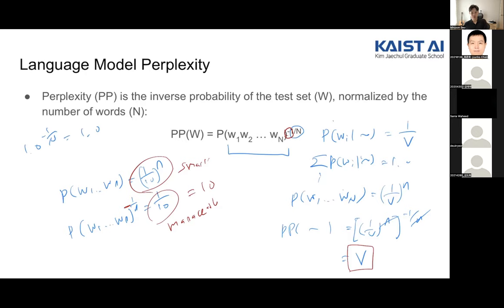I mean, it can go above V. If you, for instance, get it always wrong, then your perplexity will be infinite. If you have a probability distribution that puts the entire probability mass on a wrong word every time, then the probability of the test set will be zero, right? Then 0 to the power of negative 1 over n is infinite. So your perplexity will be infinite in that case. But that's the worst case, and there is no value to it, because you can always achieve a perplexity of V very easily.